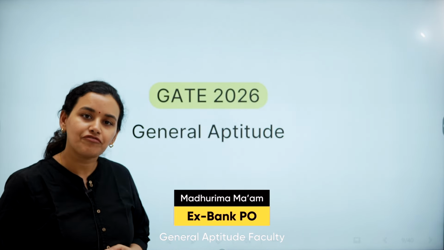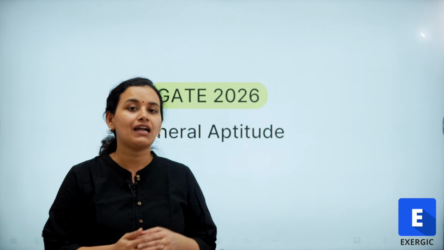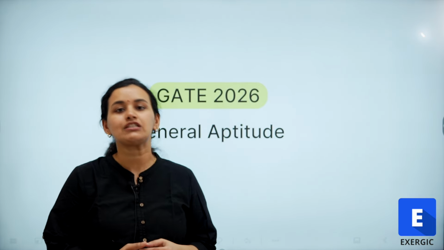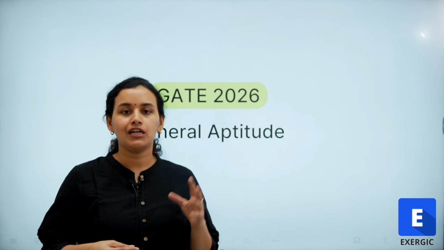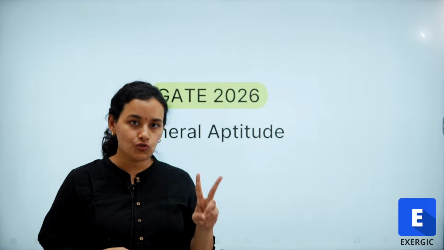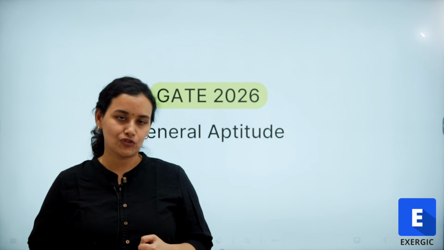We are discussing 15 questions of general aptitude for GATE 2026. In our last class, we discussed 3 questions of probability as well as a practice question for probability. In today's class, we are going to discuss 2 types of topics, time, speed, distance and time and work. So let us start.